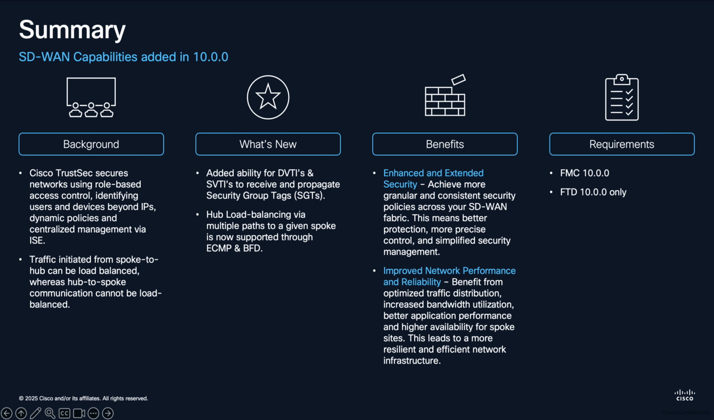This allowed for dynamic policy enforcement, but then regarding traffic flow, we've always been able to load balance traffic initiated from a spoke-to-hub connection. However, a limitation was that the hub-to-spoke communication could not be load balanced, which could impact performance and resilience in certain scenarios.